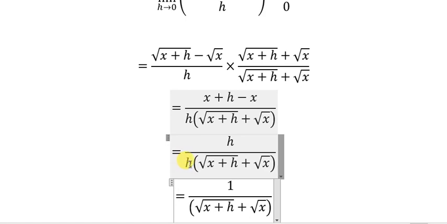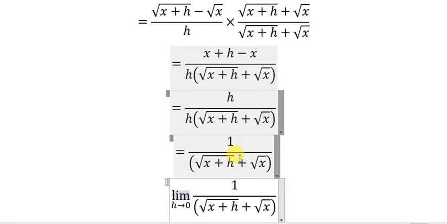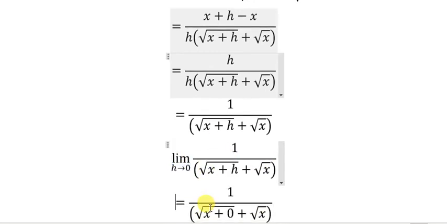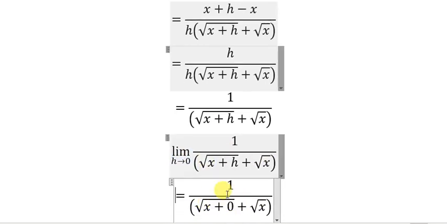Therefore, this h can deal with this h. The result will therefore cause the numerator to be 1, whereas the denominator will be left with root of (x plus h) plus root of x. At this point, we can bring our limit back, where we see the limit of this function as h approaches 0, and input our values for h.